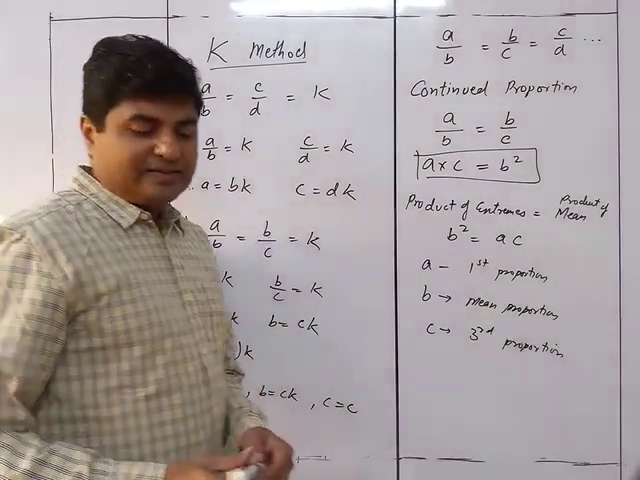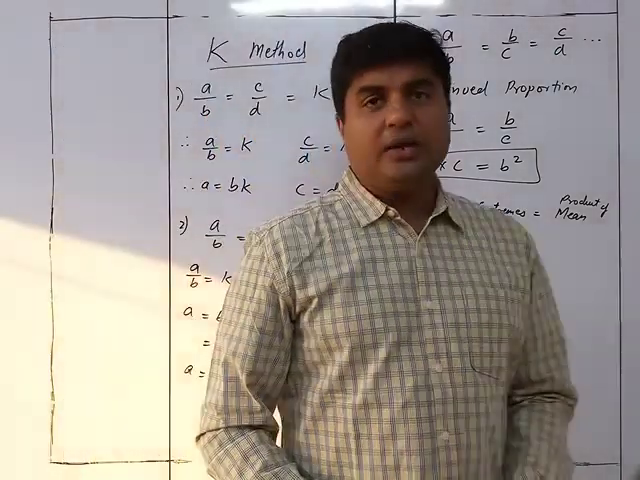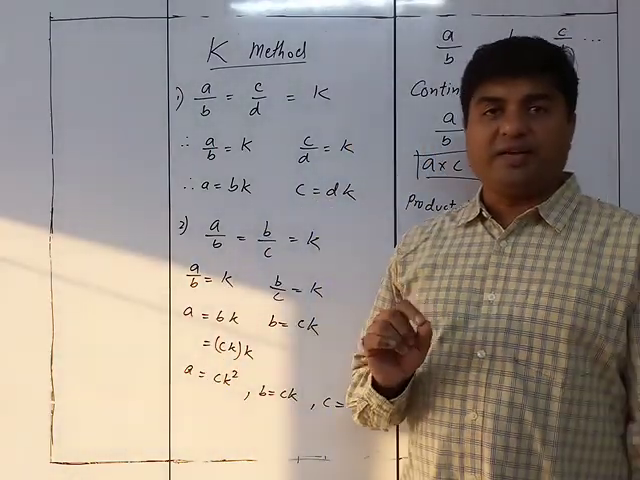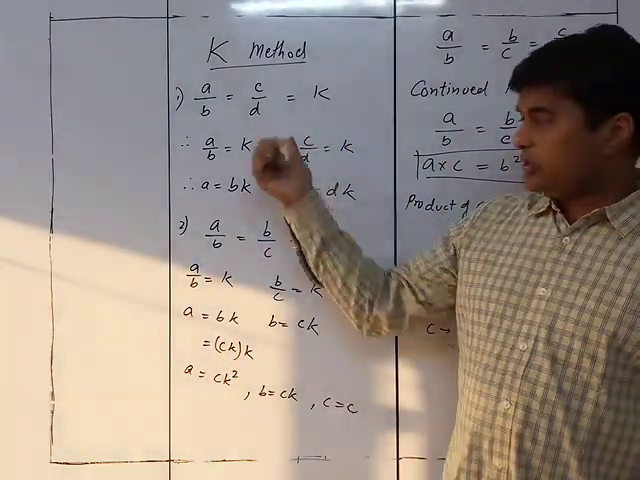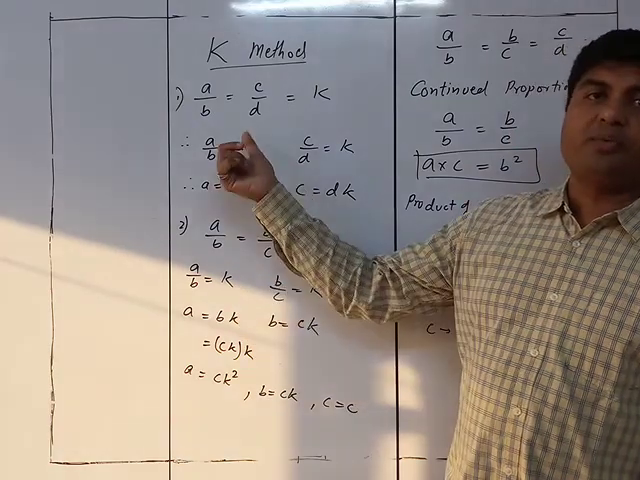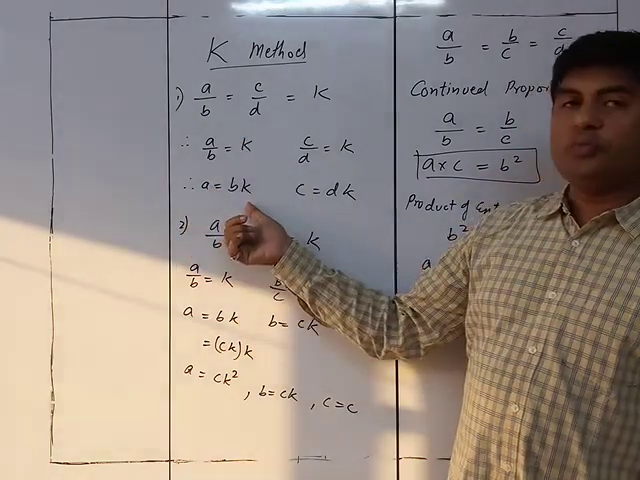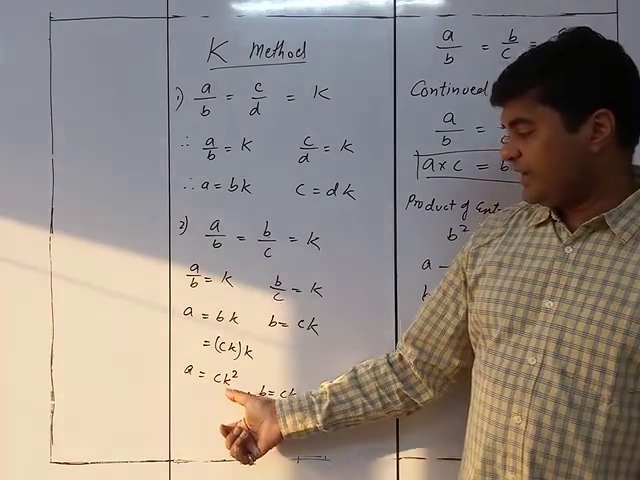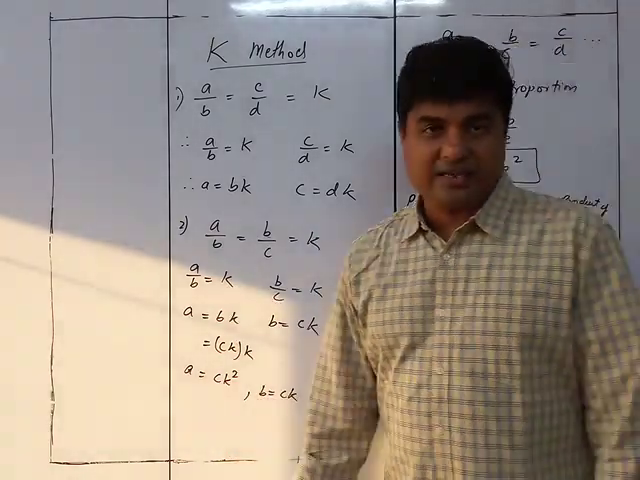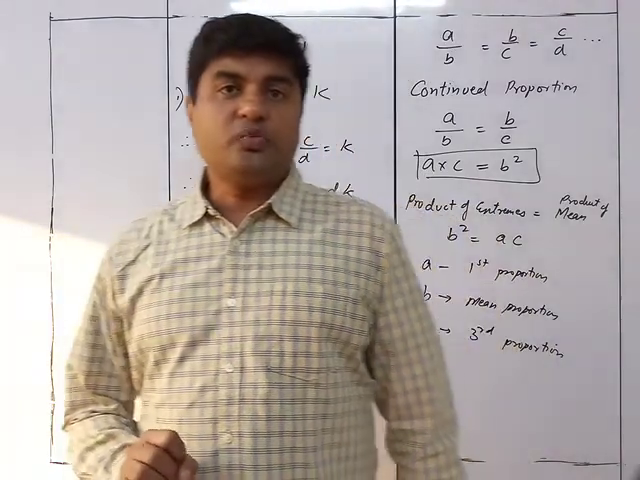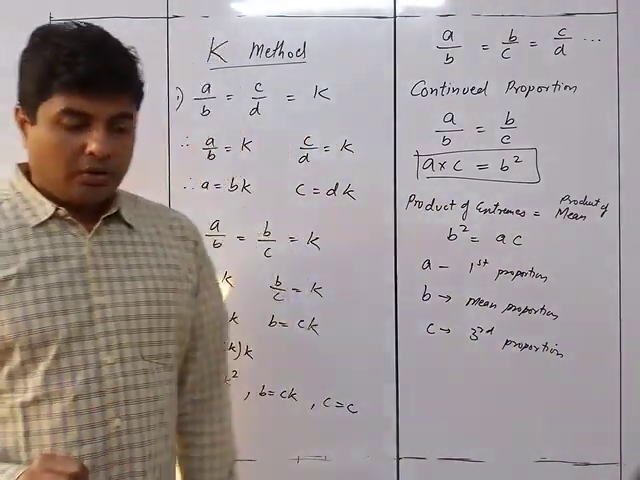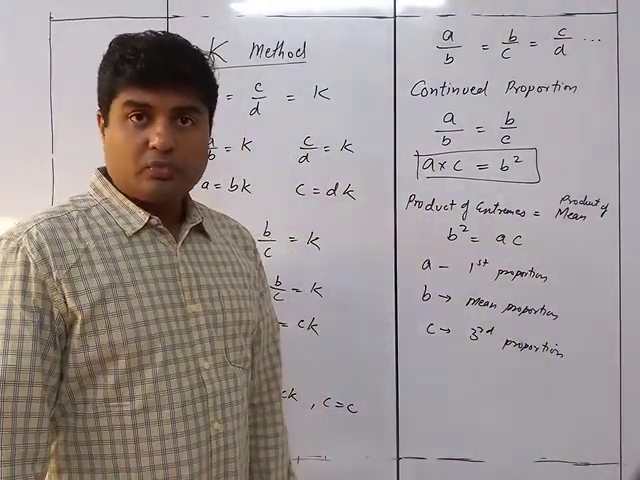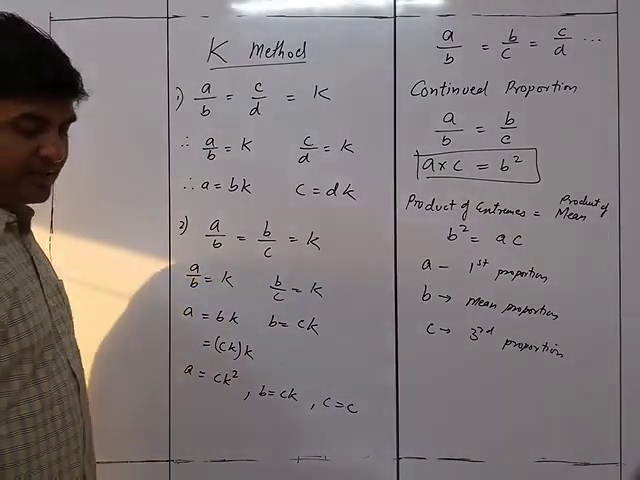So in any sum, when you are asked to prove something, you are going to see whether it is normal proportion or continued proportion. In case of normal proportion, we take A equal to BK, C equal to DK. In case of continued proportion, we take A equal to CK square, B equal to CK. Got it? This way you are going to do the sums of proportion. Okay, let's start with the exercise now.